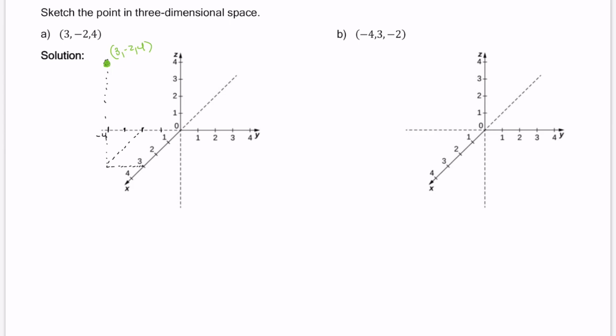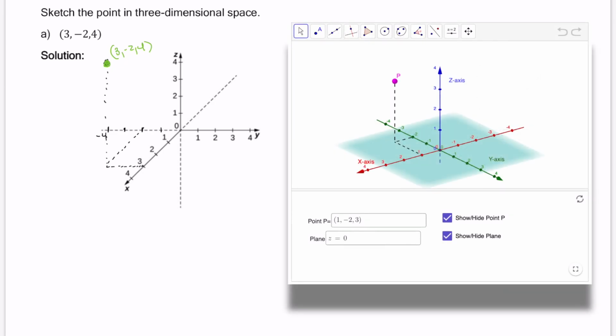Now technology makes this a lot easier to see, so please open up the applet that's in Canvas. If you can't find it, it is in the comments to this video below. So this applet, here it is in its default mode. Its default mode includes point 1, -2, 3, and the plane z equals 0.